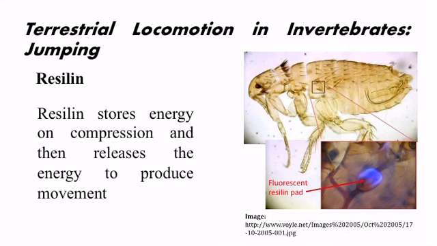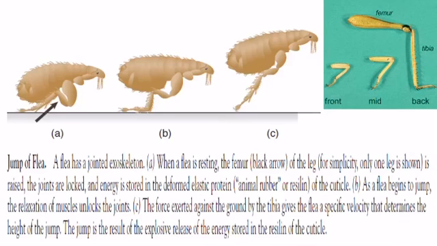Fleas are known to be able to jump over 150 times the length of their body, and resilin plays a key role in their jumping, as it is compressed and then releases the energy extremely efficiently to allow the flea to jump. The energy stored from the leg muscles' compression is released from resilin within 1 millisecond. So resilin stores energy on compression and then releases the energy to produce movement.